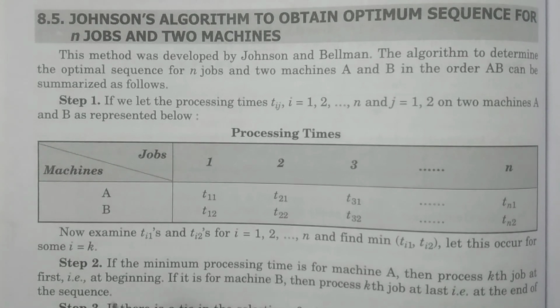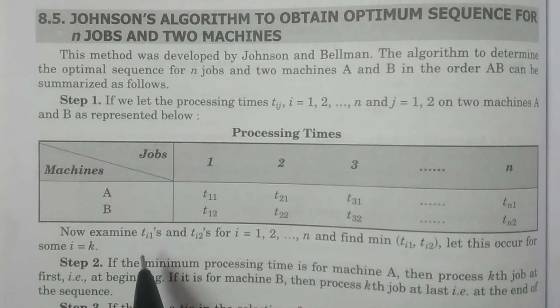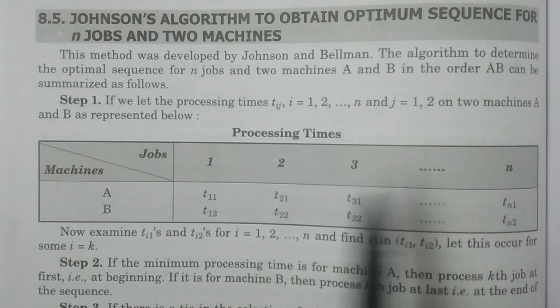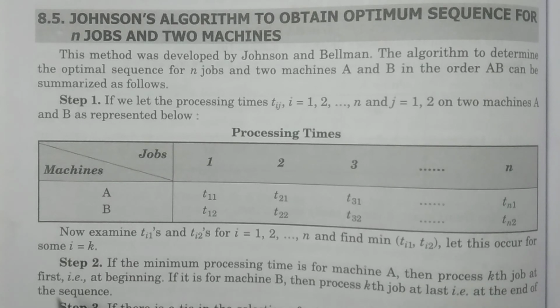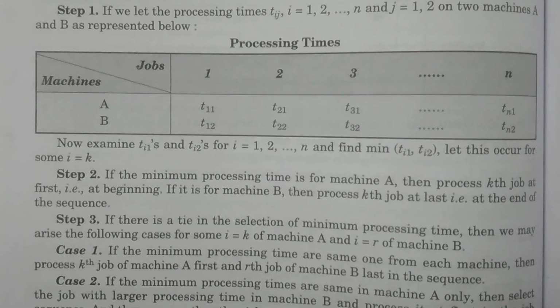Now after observing the processing times, we have to examine the Ti1s and Ti2s for i is equal to 1 to n, and you have to find the minimum of Ti1 and Ti2. That is, among all the processing times, you have to find the minimum processing time. Let it occur for some i is equal to k. Then we go to the next step, step 2.